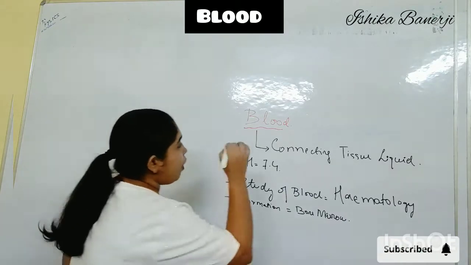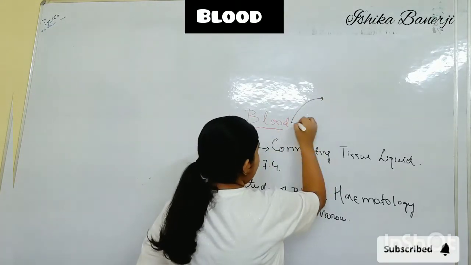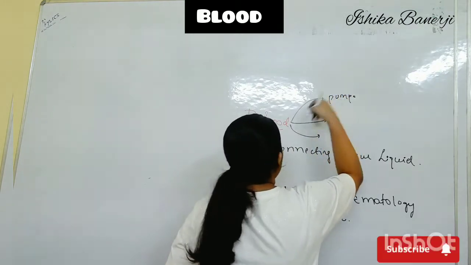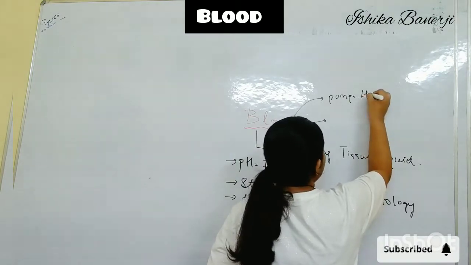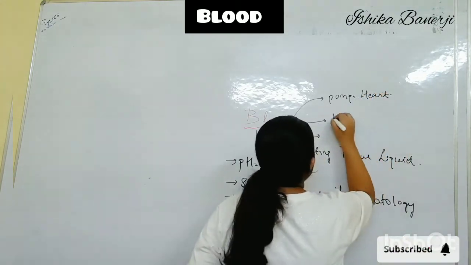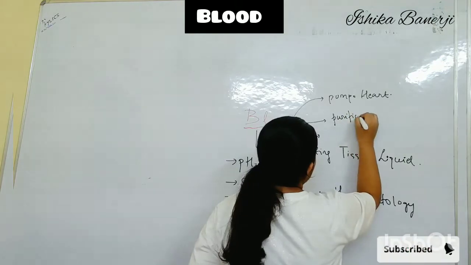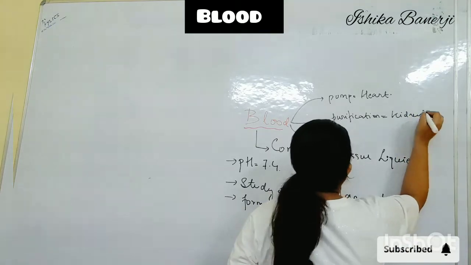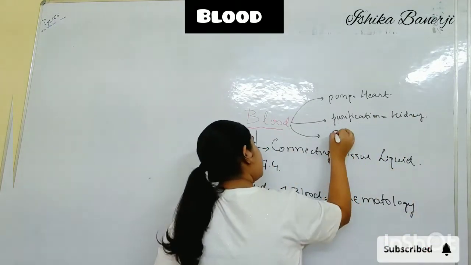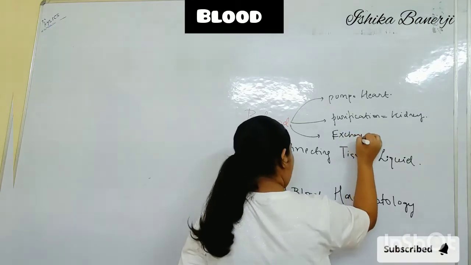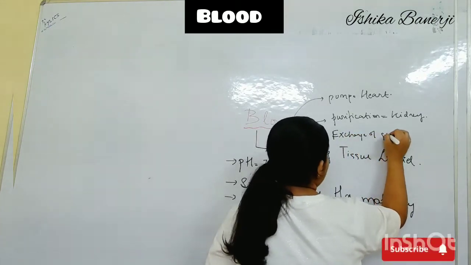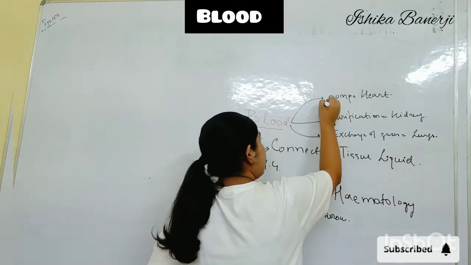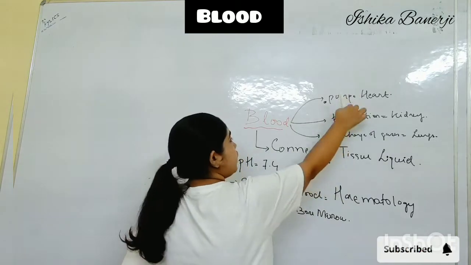Now understand, students, this is very important. The blood that we will be studying, from where does it get pumped? The blood gets pumped from the heart. The purification of the blood will be done in the kidney. And the exchange of gases will take place in the lungs. These are the short things. The function of the heart is to pump blood.